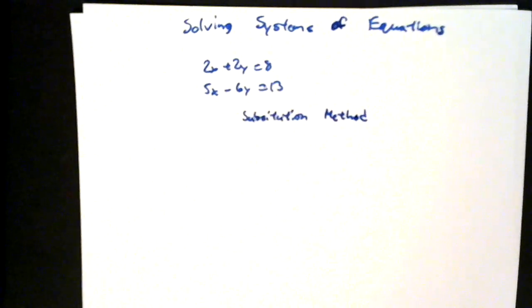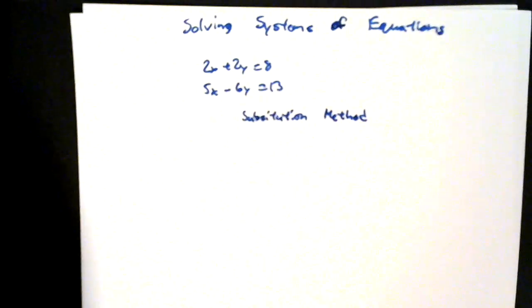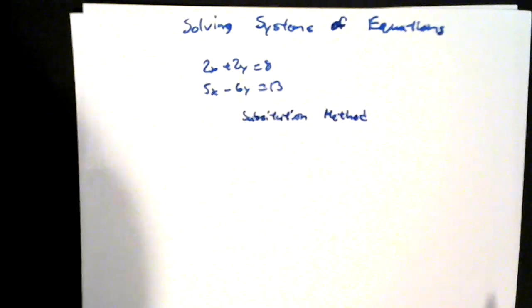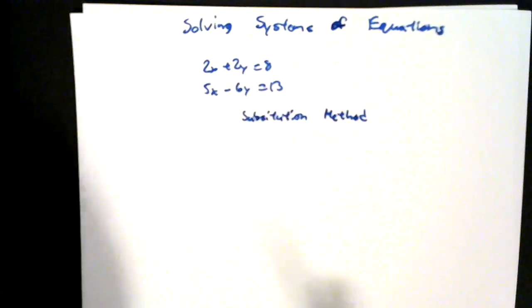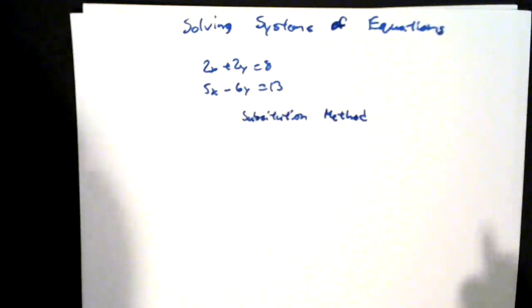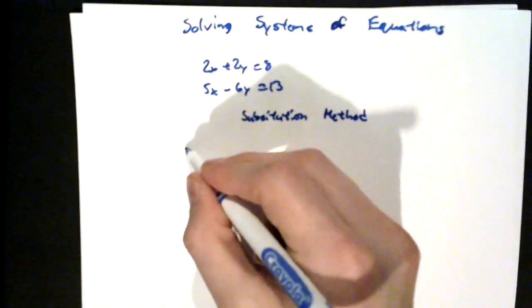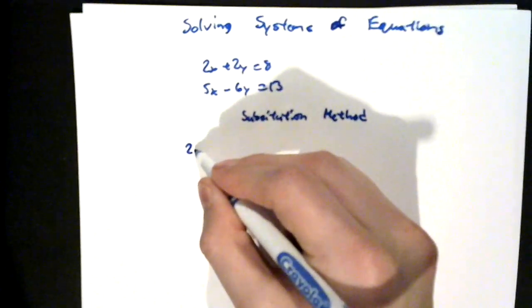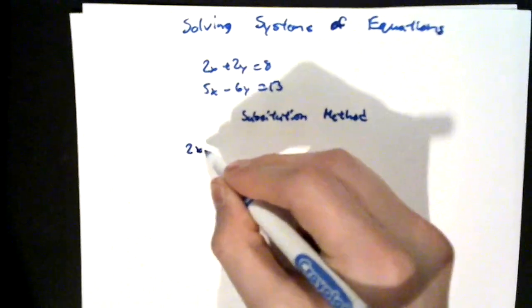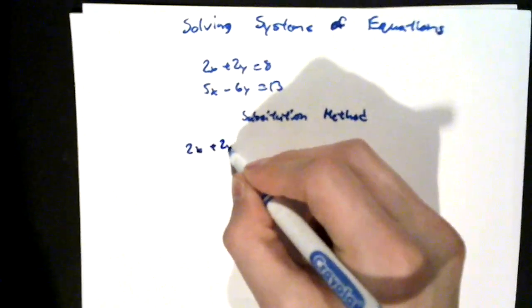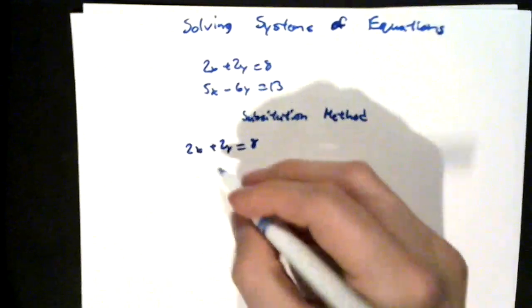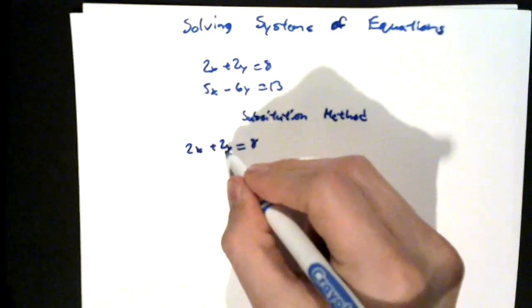The substitution method is basically where you pick a variable and solve for that variable in one equation. So I like to solve for y. We'll just use the first top equation. So we have 2x plus 2y equals 8. We'll solve for y.